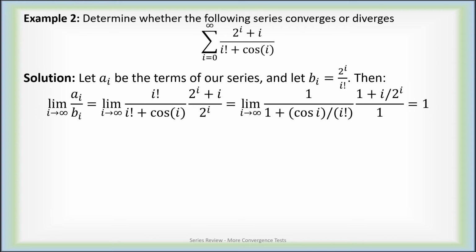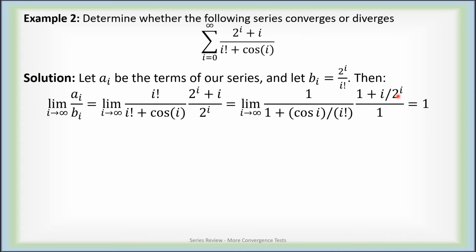First we compute the limit of a_i over b_i, and this limit is exactly 1. If I divide by b_i, we end up with this 2^i down in the denominator and this i! up in the numerator. This 2^i can cancel, as long as I then divide by 2^i there. And I cancel i! out of these terms as well, but then I do have to divide this by i!.